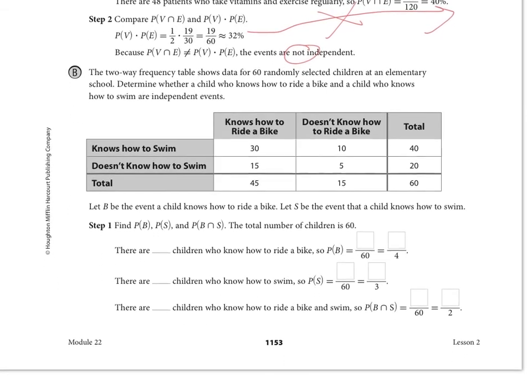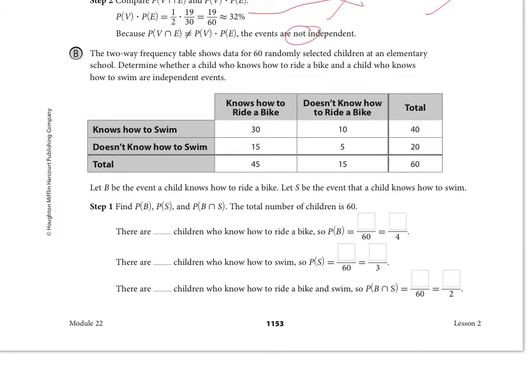Part B, we've got our two-way frequency table here. This time we're looking at children who either know how to ride a bike or don't, and who know how to swim or don't. So let B be the event that a child knows how to ride a bike, and let S be the event that a child knows how to swim. Our task here is to determine whether riding a bike and swimming are independent or not.